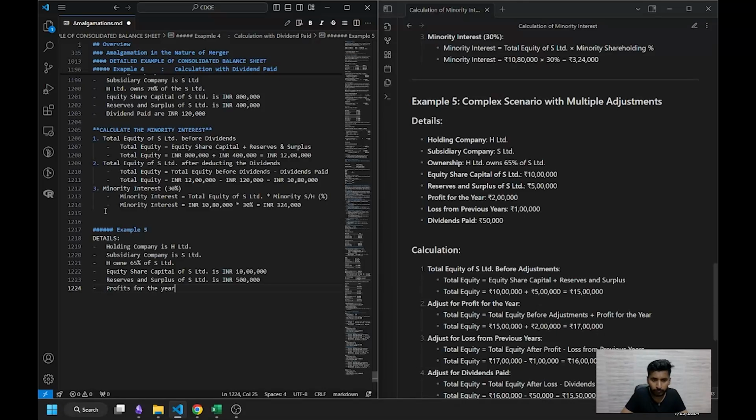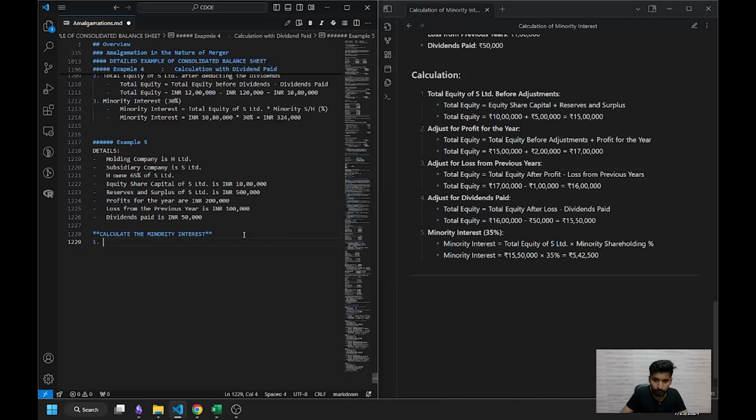Profits for the year are rupees 2 lakhs. Loss from the previous year is rupees 1 lakh, and dividend paid is rupees 50,000. Now we need to calculate the minority interest. Okay.